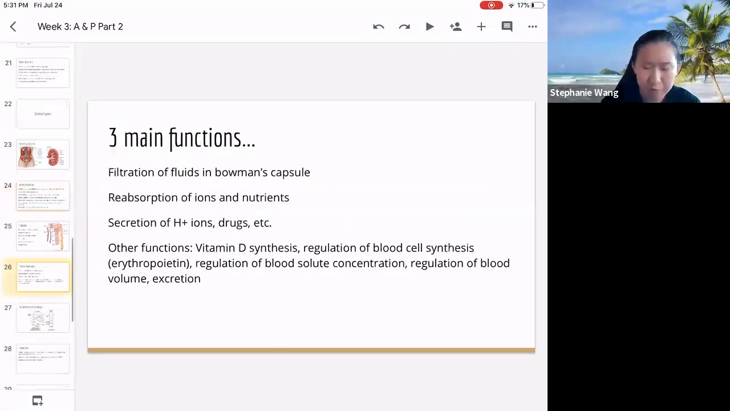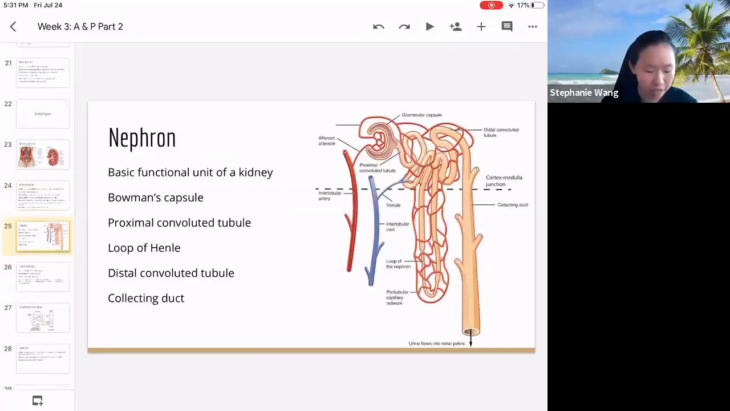Next we will talk about the functional unit of the kidney, which is the nephron. The nephron is a very complicated structure. It's very multifunctional, but its primary functions, there are three: filtration, reabsorption, and secretion. We'll talk about that in the next slide. But in this slide, we're going to talk about the various parts of the nephron.